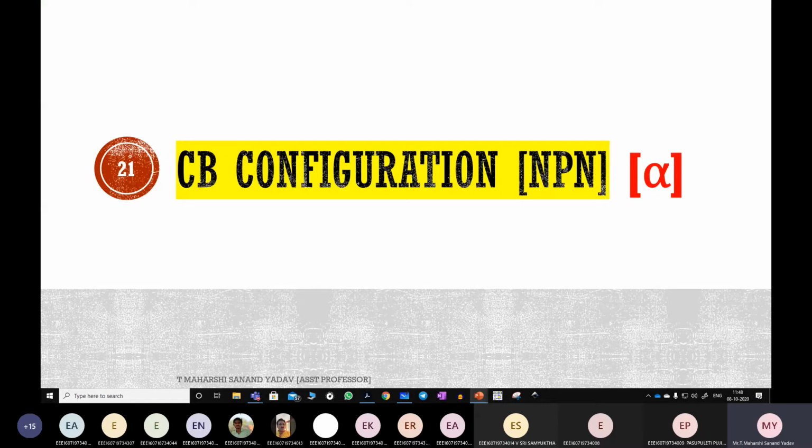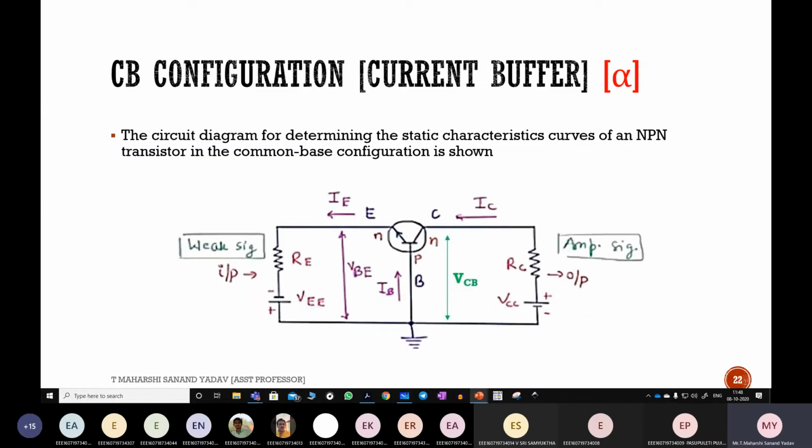So the first configuration is common base configuration. For this, I'm making use of an NPN transistor and the amplification factor is alpha. See this diagram now. This is called common base. Why? Because I've connected the base to ground, and this is nothing but an NPN transistor.